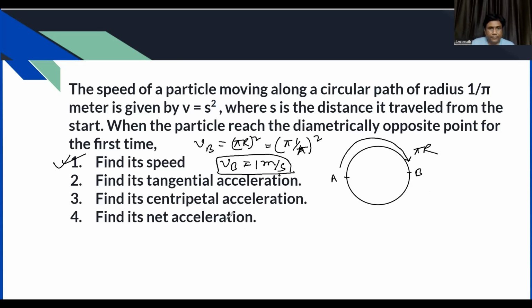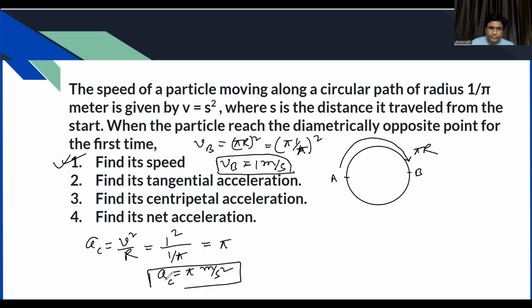Third question, centripetal acceleration. So centripetal acceleration will be speed squared by radius. So speed is 1 squared, by radius 1 by pi. So the answer is pi. So you can say that acceleration is 3.14 like that, okay? So it is pi meter per second square. It will be the centripetal acceleration, okay? So two values I got, okay?